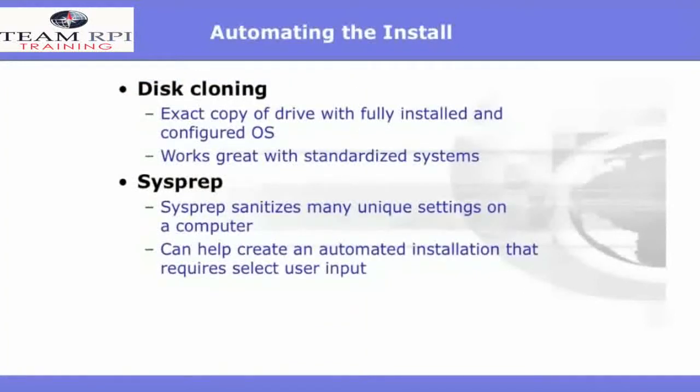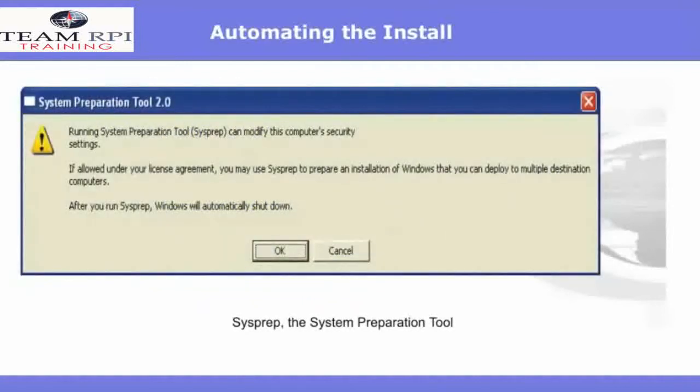For larger environments, it's recommended that you do what's called disk cloning. You're going to create an exact copy of a drive with a fully installed and configured operating system. And then you'll deploy that clone over the network. Prior to cloning the operating system, you'll probably want to run SysPrep. That's going to sanitize any unique settings on the computer, and it will help create an automated installation that requires select user input to customize for each machine. Here's a look at what the SysPrep tool looks like.